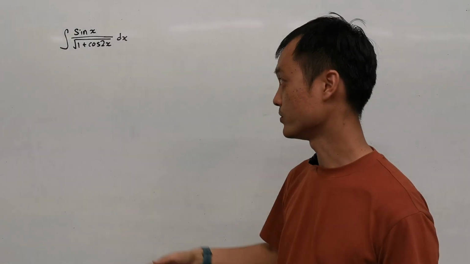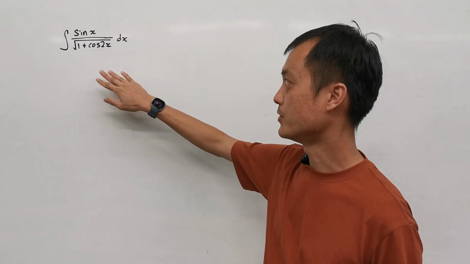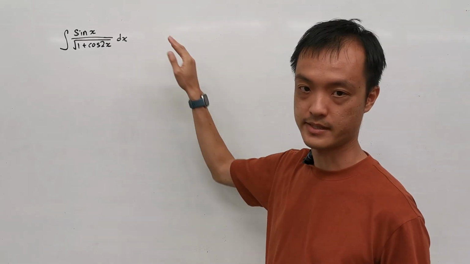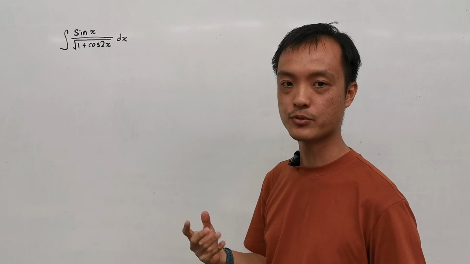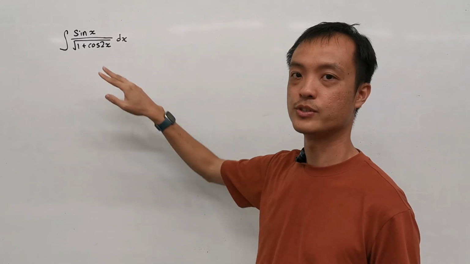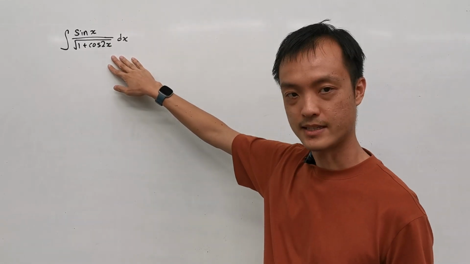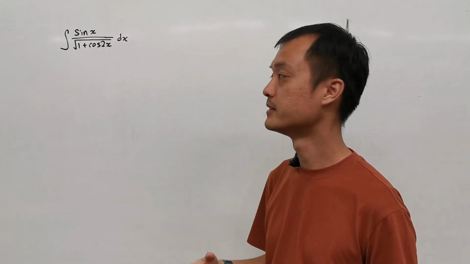Today I'm going to show you how to solve for this integration, sine x over the square root of 1 plus cosine 2x dx. There will be some questions by students. Should I use U substitution or should I use some trigonometry identity to reduce this integration to something simpler?